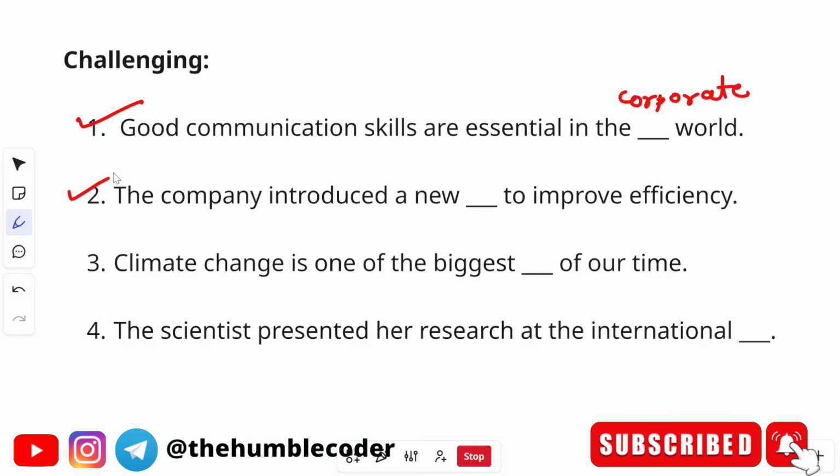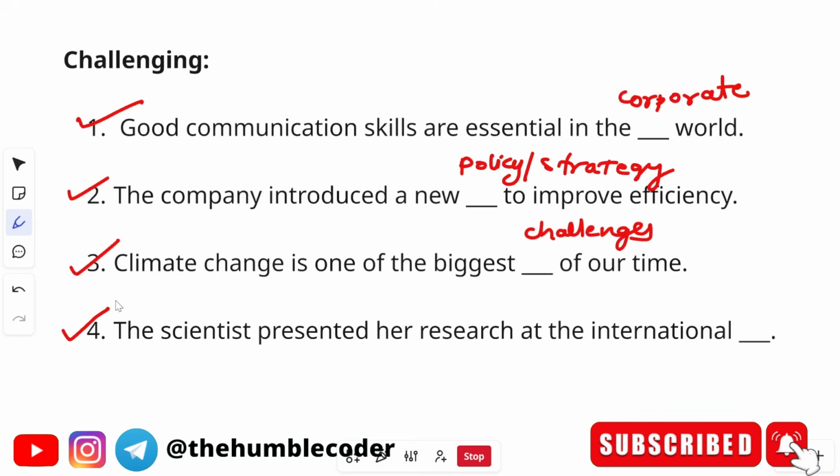Next is, the company introduced the new dash to improve efficiency. The correct answer for this one can be either policy or strategy, or words similar to these can be used in this question. Next question is, climate change is one of the biggest dash of our time. So the correct answer is challenges. Climate change is one of the biggest challenges of our time. Next question is, the scientist presented her research at the international dash. The correct answer can be conference.